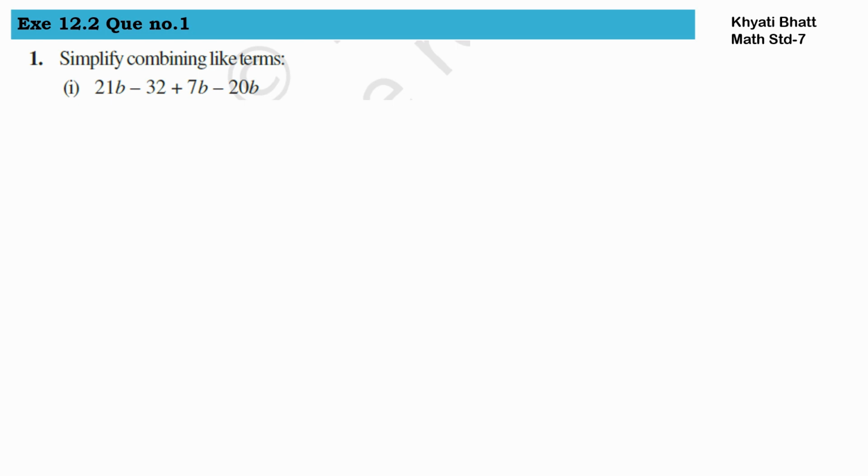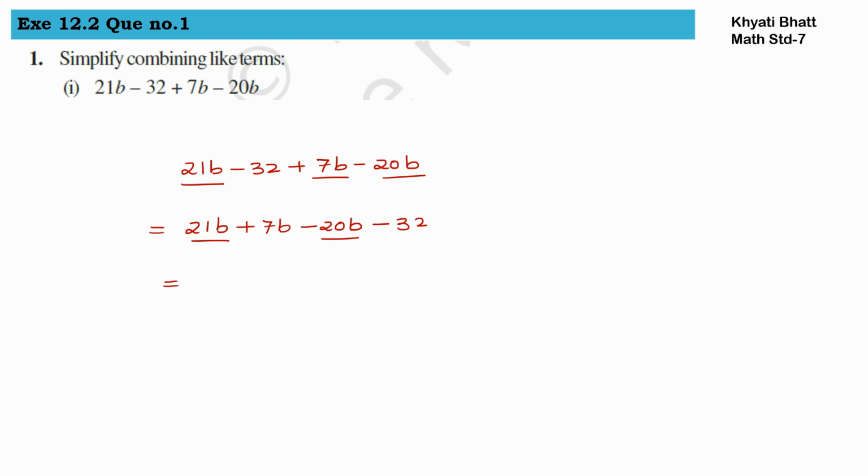So our numerical is 21b minus 32 plus 7b minus 20b. Let us combine the like terms. Whenever we are combining like terms, remember that we have to maintain the negative sign and positive sign. Now 21b and minus 20b. When we subtract these two, 21 minus 20, 21 is the bigger number, so the bigger number's sign will be there along with the answer. So 1 is the answer and it will carry the bigger number's sign, so it will be plus 1.